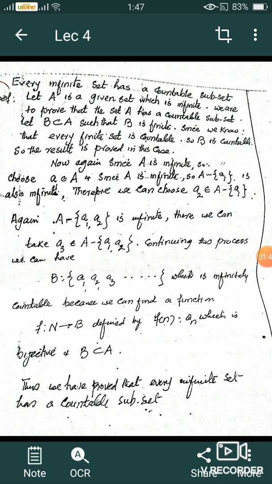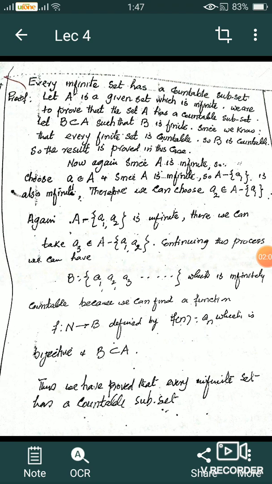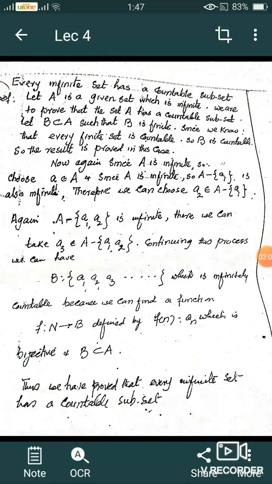Continuing this process, we can have B equal to the set {a1, a2, a3, ...} and so on, which is infinitely countable, because we can find a function f from N to B defined by f(n) = an, which is bijective, one-one and onto. From the shape of the function, the given function is bijective and B is a subset of A. So all the elements of B are taken from the set A. Thus we have proved that every infinite set has a countable subset.